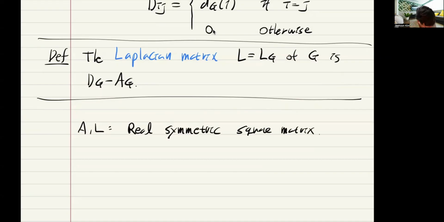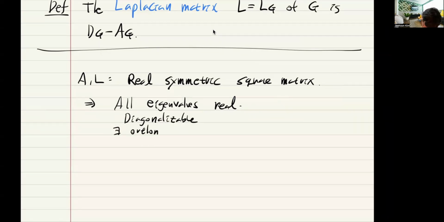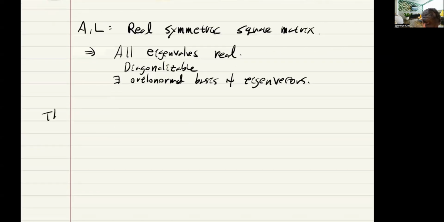And from linear algebra, we know that in this case, all eigenvalues are real. It's diagonalizable, and there are orthonormal bases of eigenvectors. So from this, we can obtain the following spectral theorem.